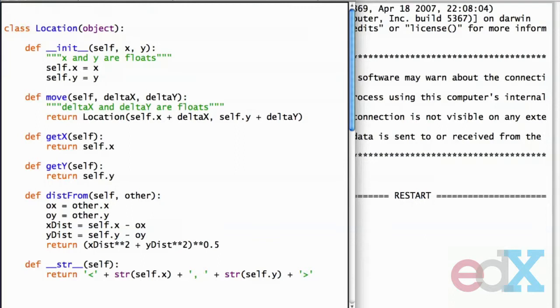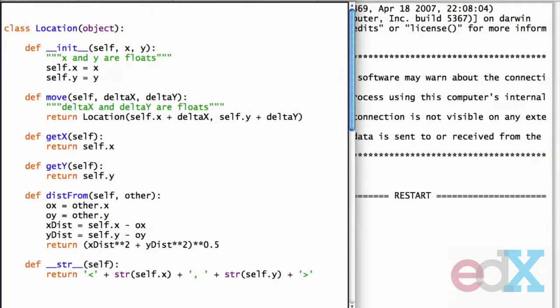Also, it looks like perhaps we're ready to generalize our notion of moving due east, west, north, or south, because we're allowing X and Y to be floats. We've got move, which takes a self, delta X and delta Y, and returns a new location in which we've incremented X and Y by the delta. Note that the deltas could be negative, so this isn't saying that we're always moving in one or another direction.